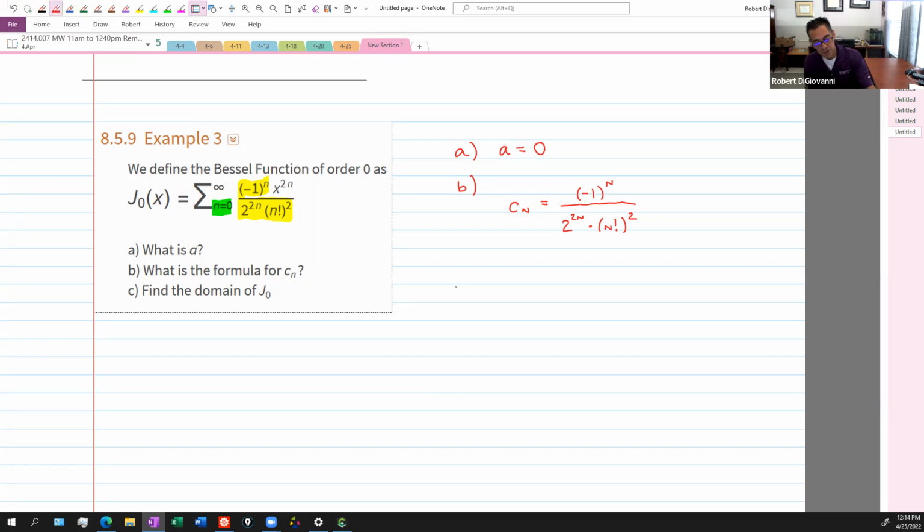All right, part C, I want the domain. What is the domain of the Bessel function? Well, that means you're going to have to do the limit as n goes to infinity of something here, less than 1 is what we need. All right, I'm going to give you 5 minutes to see how far you can get with trying to get this into this formula and figure out when it's less than 1. It'll be interesting to see how you handle this. 5 minutes.